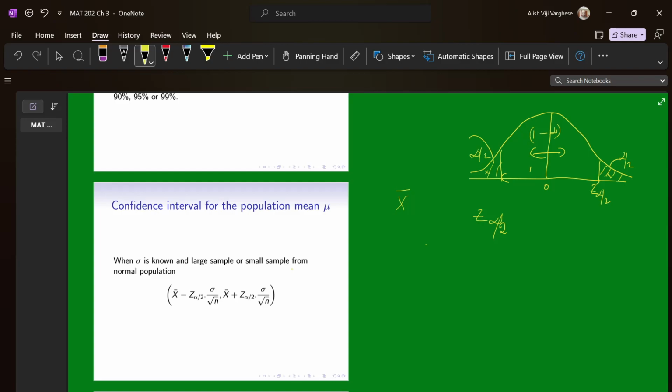level 1 minus alpha. Then this interval x bar minus Z alpha by 2 into sigma by root n, x bar plus Z alpha by 2 into sigma by root n is the 1 minus alpha into 100% confidence interval for the population mean. It is 1 minus alpha into 100% confidence interval. Usually we talk about 99% confidence interval or 95% confidence interval or in some cases 90% confidence interval. So in that case, alpha is equal to 1% or 5% or 10%. That's the value of alpha.